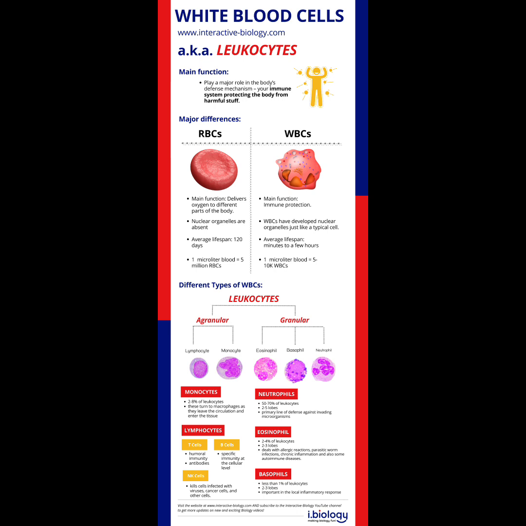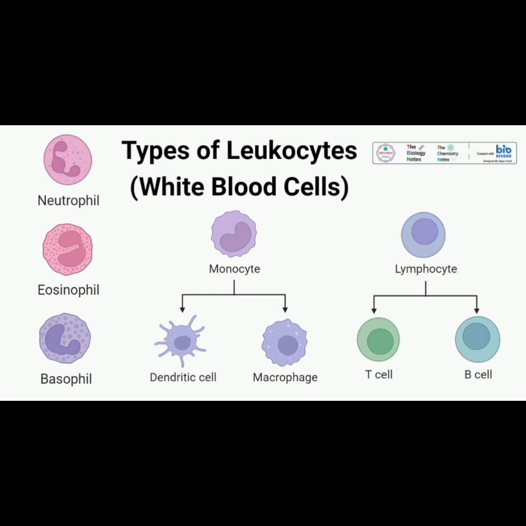Now, coming to platelets. Platelets are called thrombocytes. What are these? These are cell fragments. These are special cells that are produced in the bone marrow. Platelets, also called thrombocytes, are cell fragments which are produced in the bone marrow.